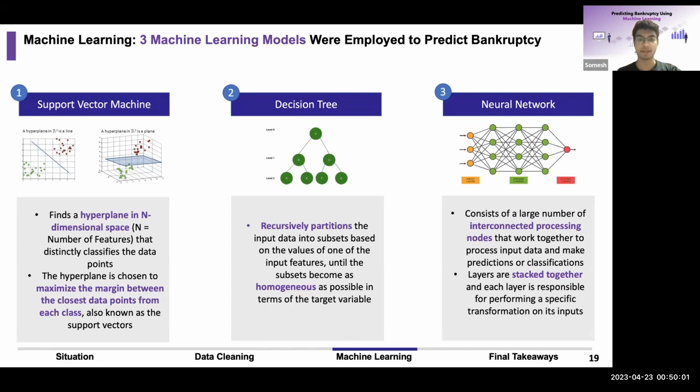The second model we'll be using is a decision tree model, which recursively partitions the dataset based on the values of the variables present. Lastly, we'll be using a neural network that consists of a large number of interconnected processing nodes that work together to process input data.